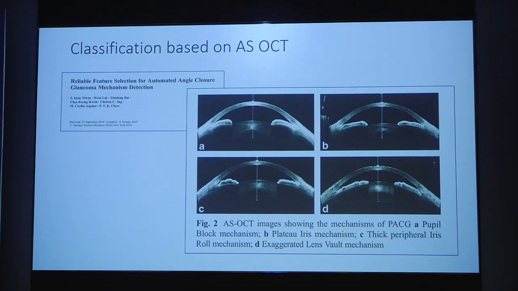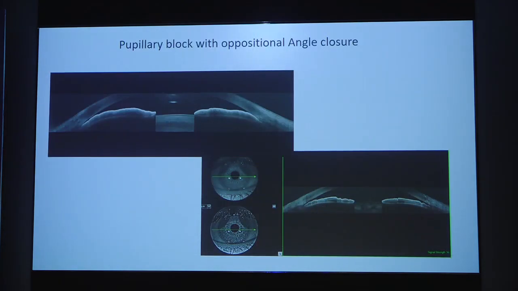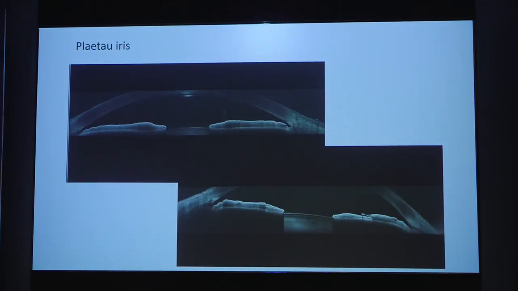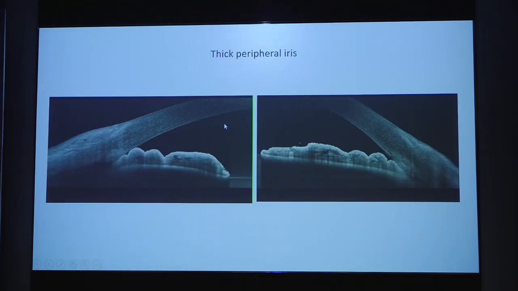Classification based on ASOCT, we can have this. A is the pupillary block, B is the Plateau Iris mechanism, C is the thick peripheral iris, and D is the exaggerated lens vault mechanism, and this also we can see in our real life patients. So this is a pupillary block with oppositional angle closure. The next is a Plateau Iris. You can see the iris with a very narrow recess and a table-like structure over here. So that is a Plateau Iris. Here you can see the thick peripheral iris which is blocking the angle totally.